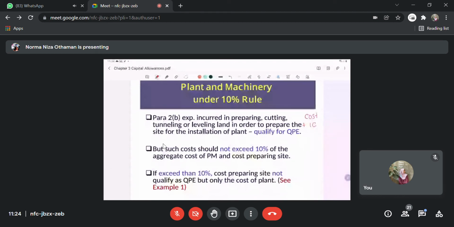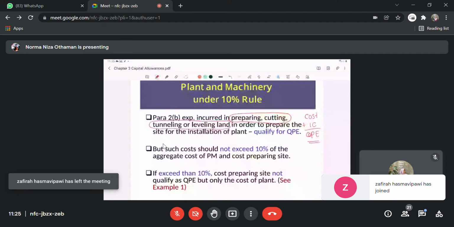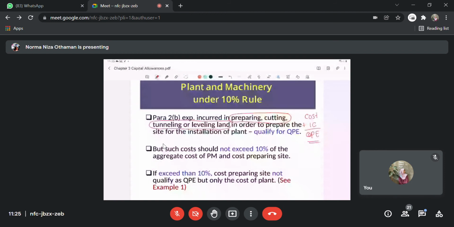Ini adalah QPE, maksudnya dia dah qualify. Okay, cost dan incidental cost dah qualify. Tapi if you jumpa dalam soalan kita ada preparing, ni item yang saya highlight ni. Preparing, cutting, tunneling, leveling land. In order to prepare the site for installation. So you ada tempat, tapi tempat tu you kena incur some cost untuk you prepare the site. Okay, awak kena sediakan tempat tersebut sebelum you install the plant.